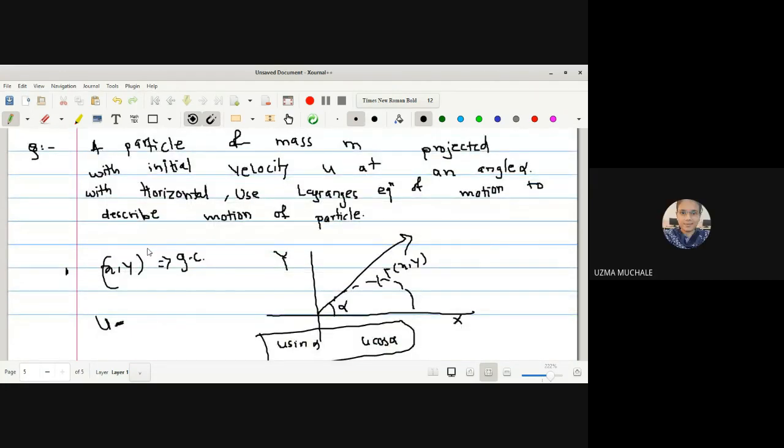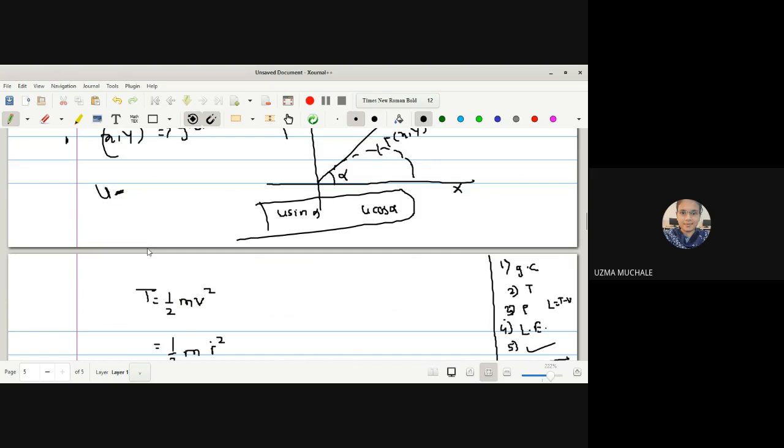A particle of mass m is projected with initial velocity u. So if its initial velocity is u, it will also have components. In the x direction, it is u cos alpha. In the y direction, the component of velocity is u sin alpha. You can do it from your figure itself. And then afterwards, we want to find out its Lagrange's equation of motion.